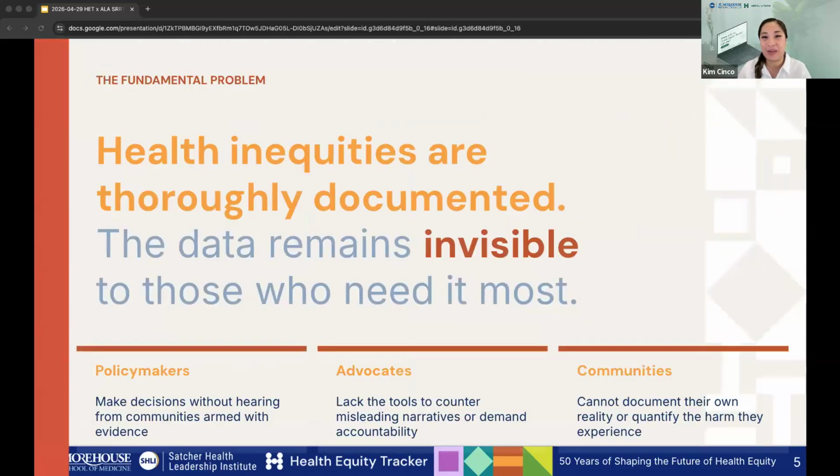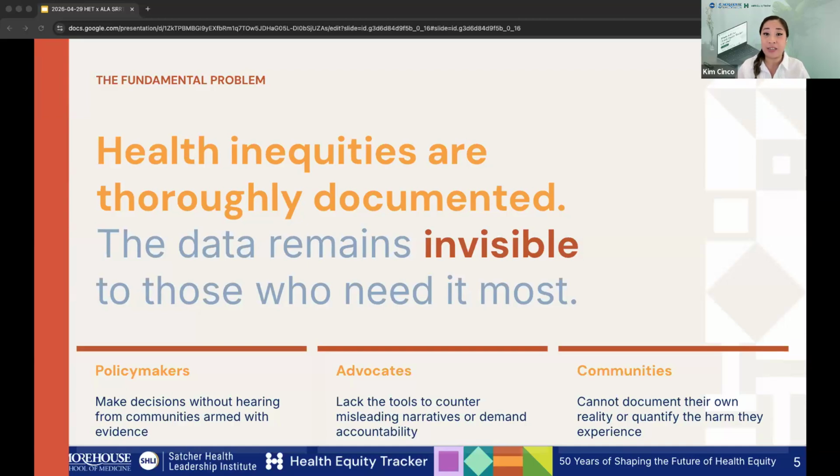I want to start with something that might sound obvious once I say it, but that I think we often gloss over. Health inequities in this country are not a secret. We have decades of research documenting racial disparities in maternal mortality, chronic disease, COVID outcomes, you name it. The documentation exists and the data exists. The problem is that it almost never ends up in the hands of the people that it's actually about.